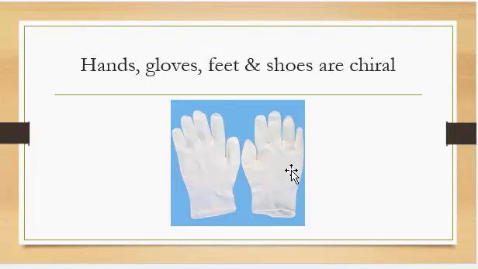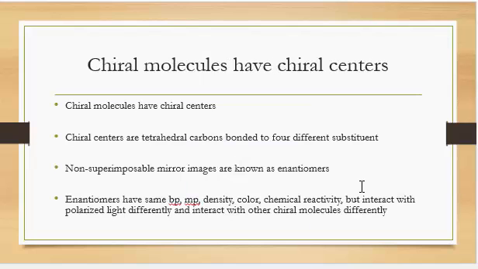So hands, gloves, shoes, and feet have mirror images that are not superimposable, and therefore they are chiral. We know that a left shoe doesn't fit properly on a right foot. Molecules can be handed or chiral also. Chiral molecules have what are known as chiral centers. Chiral centers are tetrahedral carbons bonded to 4 different substituents. So we don't need a mirror to determine if a carbon is chiral. We just need to figure out if it is bonded to 4 different substituents.